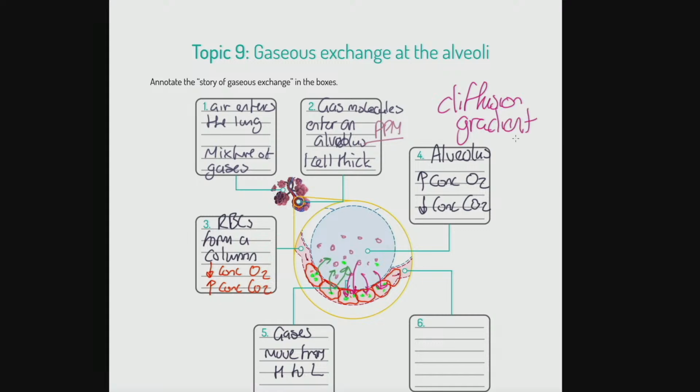And remember that because the blood is continually moving through, because the air is continually coming in and out of this alveolus, that gradient is maintained. It goes in and out. Now, I actually draw a wiggly line there.